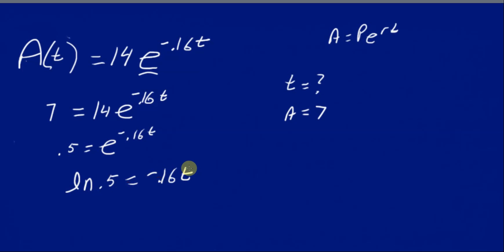And if you're doing your calculator, the natural log of 0.5, you should get negative 0.6931, and that's equal to negative 0.16t. So t is approximately 4.3 years.